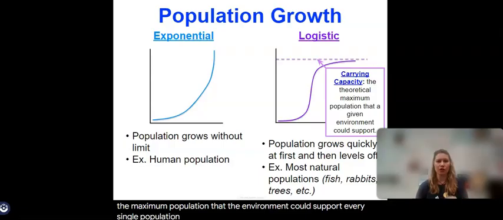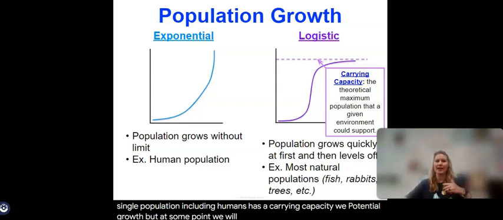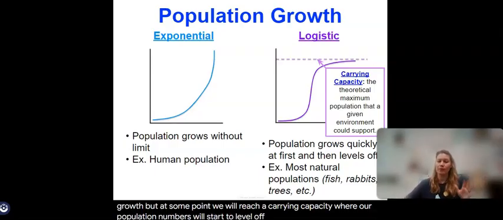Every single population, including humans, has a carrying capacity. We just don't know ours yet. We are still in exponential growth. But at some point, we will reach a carrying capacity where our population numbers will start to level off. You know, births and deaths will become more equal.